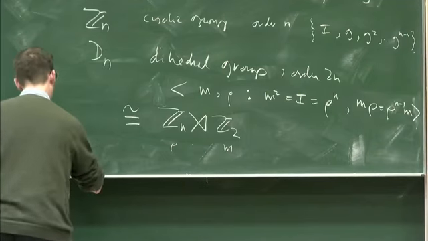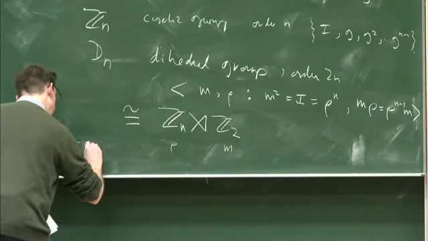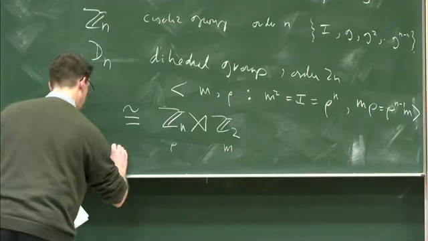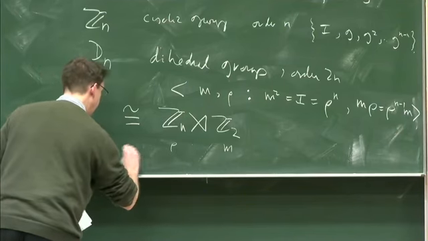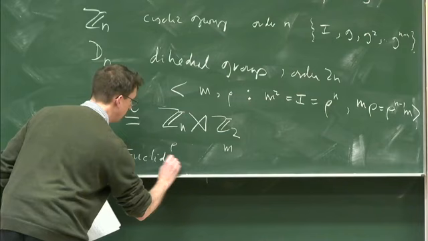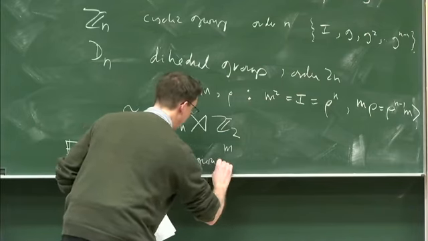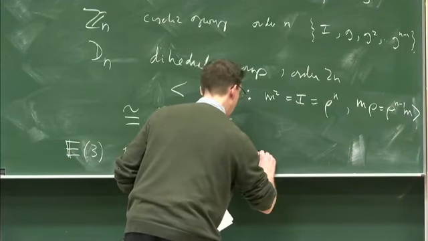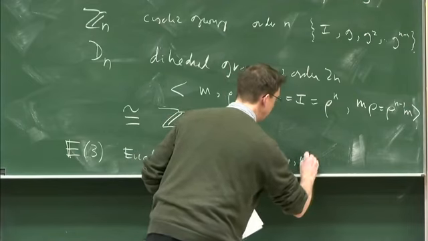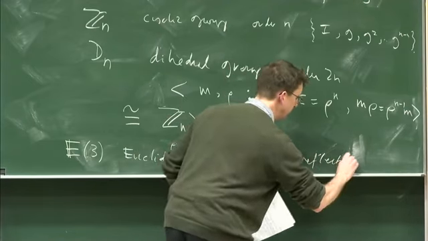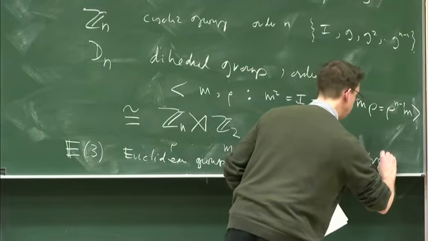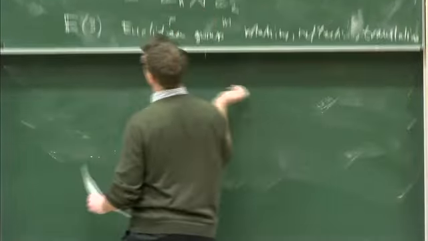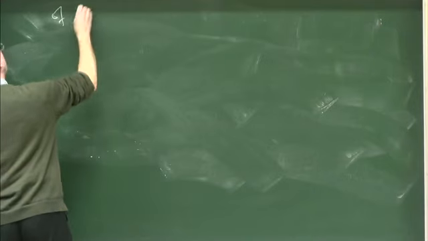Okay. And then, because David has already mentioned it, we can have E3. So E3 is the Euclidean group. So this is rotations, reflections, and translations of R3.